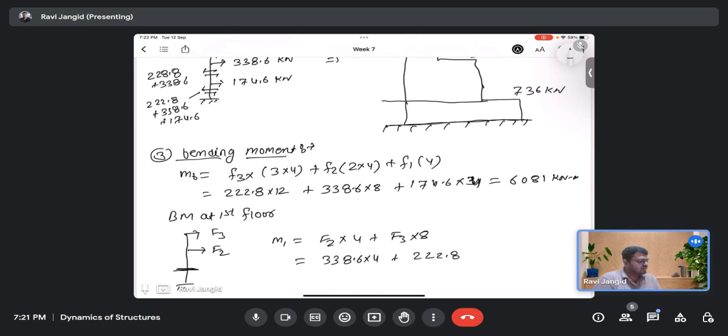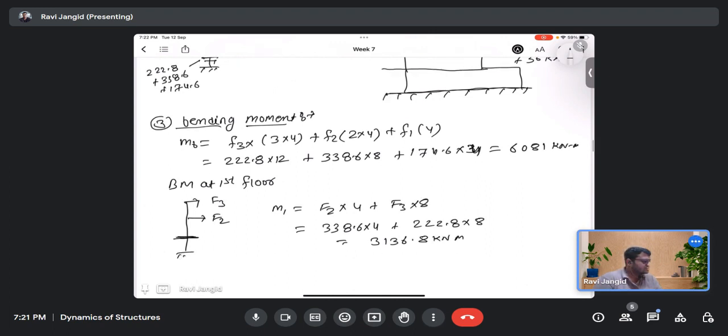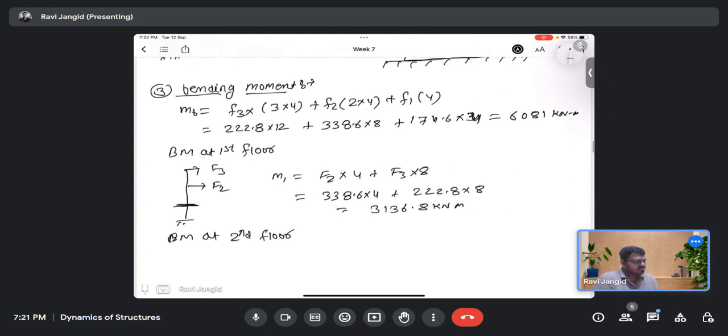222 into 8. Okay, so you will get it as 3136.8 kilonewton meter. Similarly, if you want to find out the bending moment at second floor, that would be M2, that would be F3 times 4.